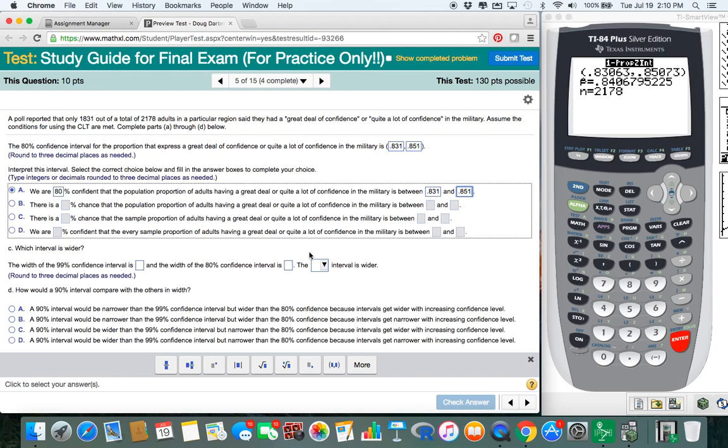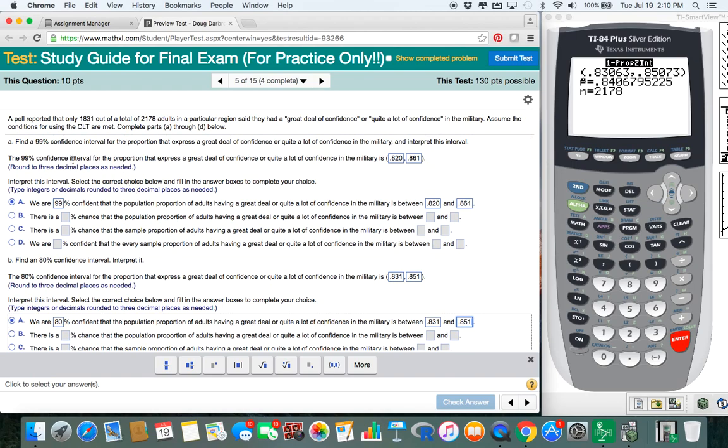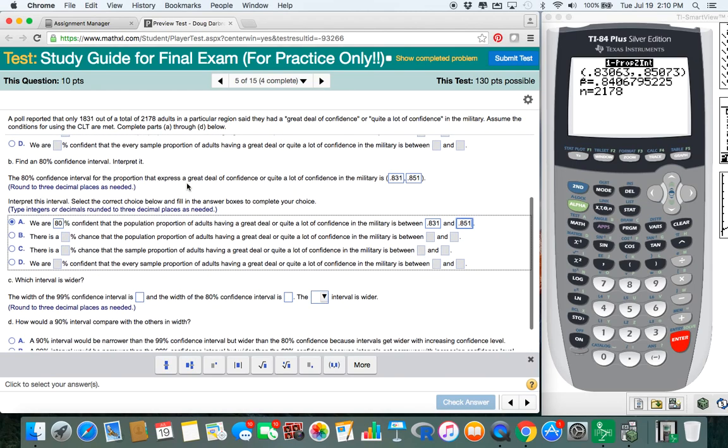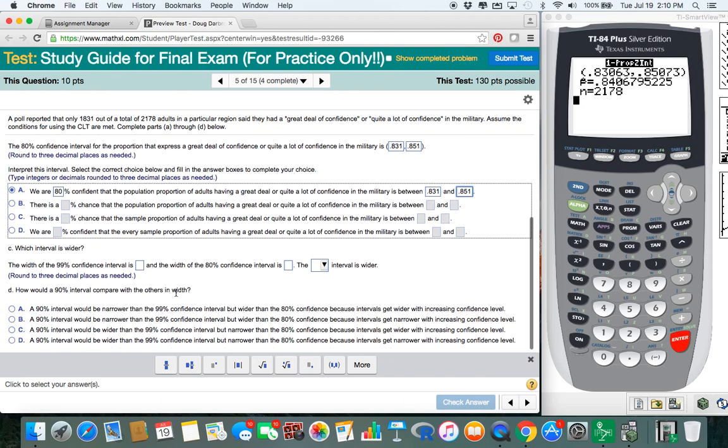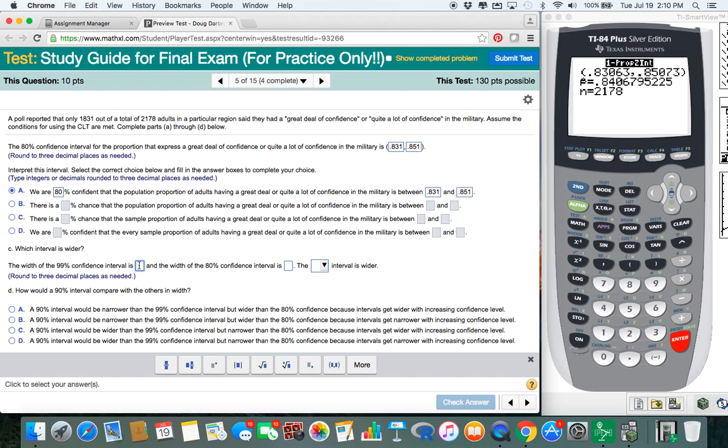Now, which interval is wider? Well, which do we have more confidence in? Did I mess that up? No, what's going on here? It says 99% up here, but then, okay, which interval? So the width of the 99% confidence interval is, oh, okay, so it wants us to find the width. Well, guys, the width is just the big number minus the small number.